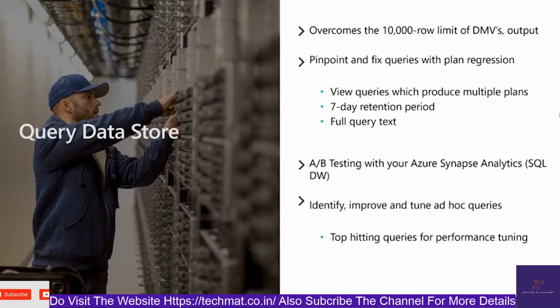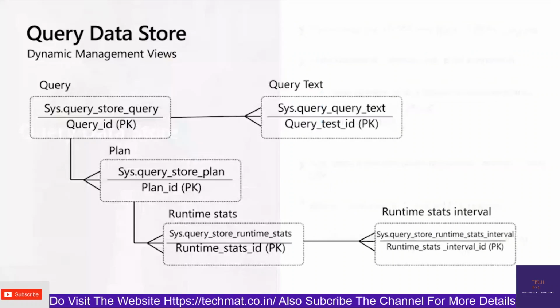So that also enables A/B testing with your Azure Synapse Analytics. Using these system views, you can try out different shapes of the queries, different texts of the queries to identify which performs better, or to identify some of the aspects of using Synapse with your preferred BI tool, for example. And also, Query Data Store allows you to identify, improve, and tune ad hoc queries. Right? So, for instance, it provides you with some insights on the queries which most likely cause the performance issues.